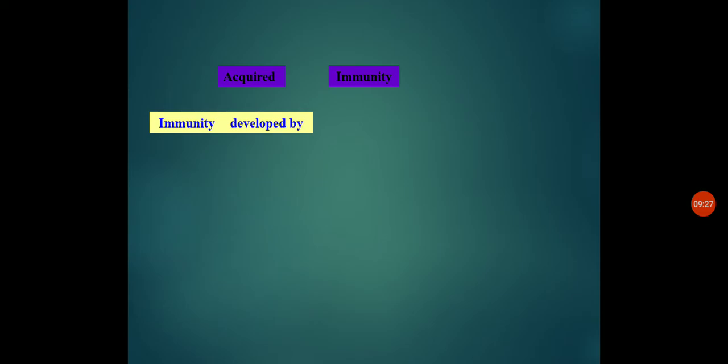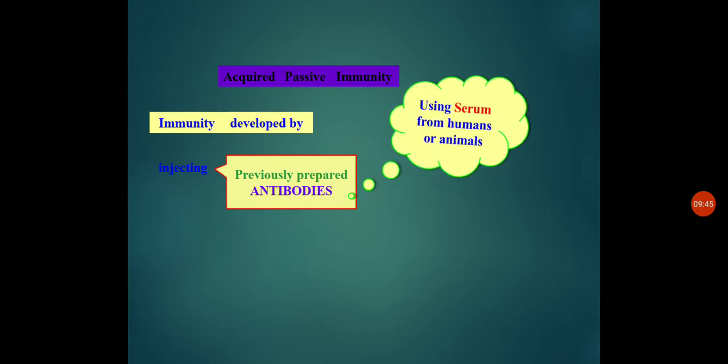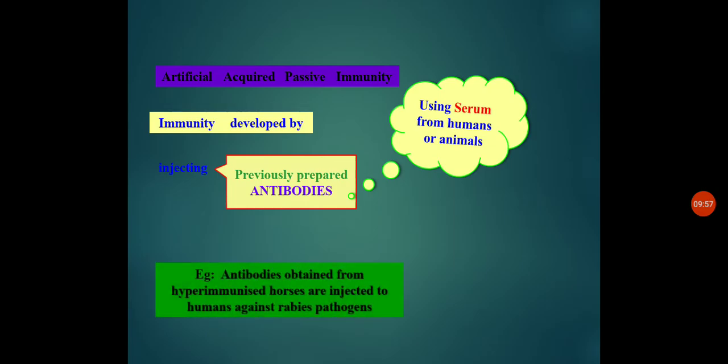So immunity developed, that is by injecting the previously prepared antibodies. Previously prepared antibodies means antibodies from the hyperimmunized horses, and that is known as acquired passive immunity. So here using serum from humans or animals, it is the serum extraction process, and such type of process is known as artificially acquired passive immunity. Example, the antibodies obtained from hyperimmunized horses are injected into the human against the rabies pathogen, or it may be applicable in multiple ways also.